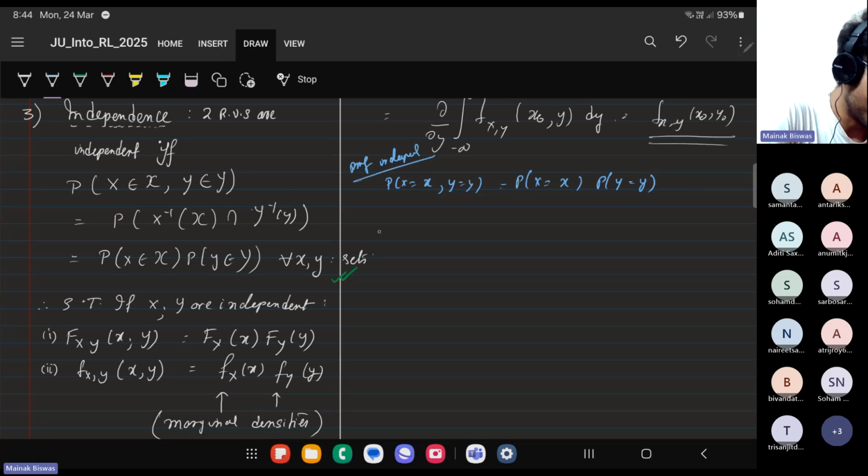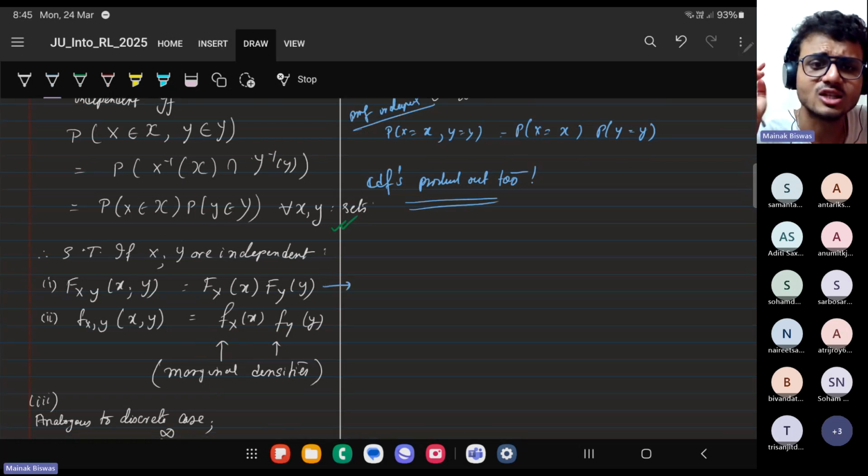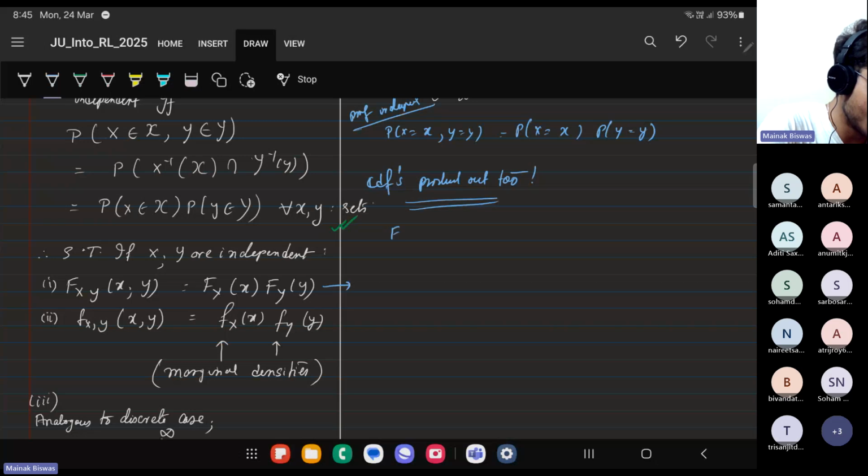Now I want you to find how the PDFs or the CDFs, the marginals, product out too. The CDFs product out too is also a thing to understand. So I have told you to prove that if they are independent, F of xy is the same as F of x into F of y. Can anyone help me with this? How can I prove this?